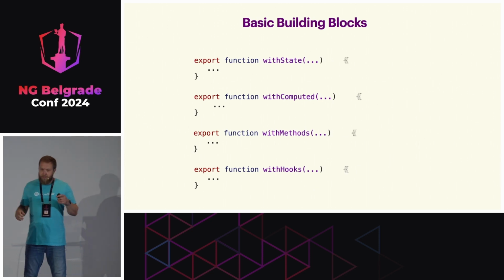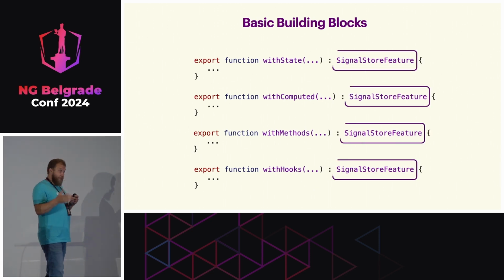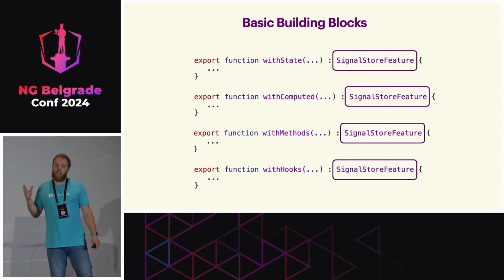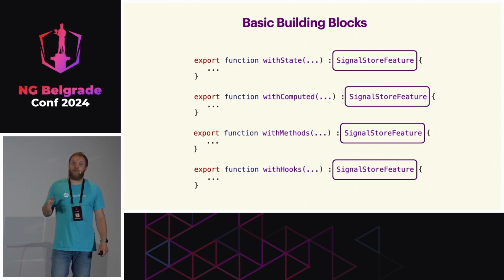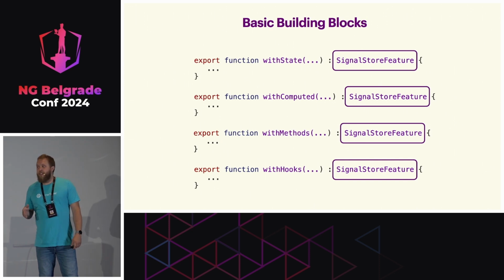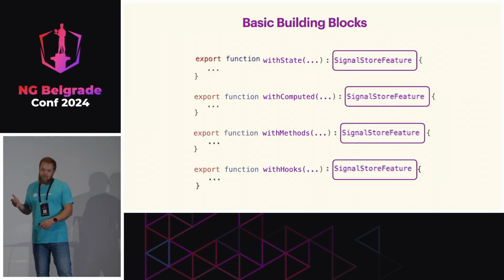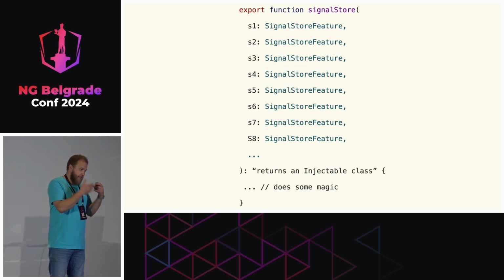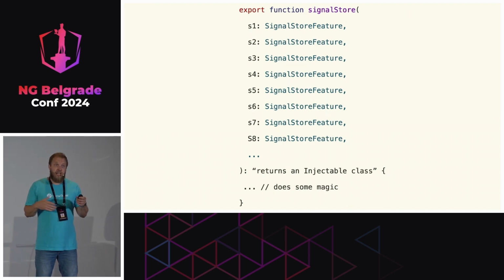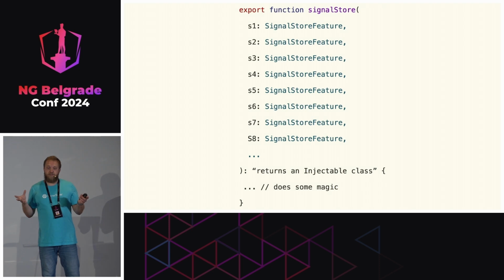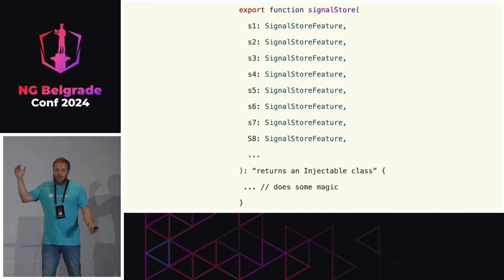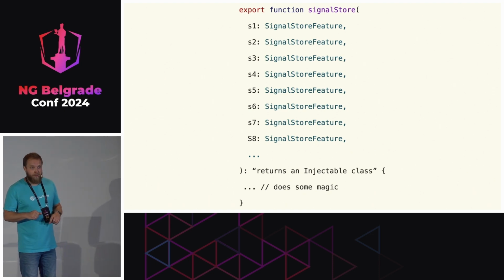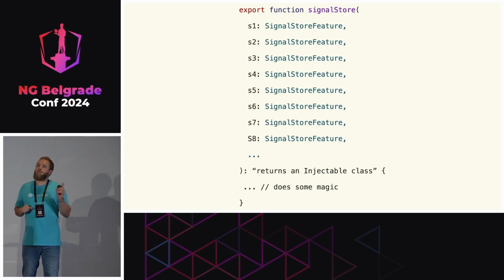However, what's so interesting about them is that they all return the same type. They're all SignalStore features. And they're done like that for a reason. Our SignalStore doesn't really care if you provide it with state or with method, it just takes them all as those features. You see it all and then combines them, does some magic, and creates the injectable class for you. And this is really, really powerful.